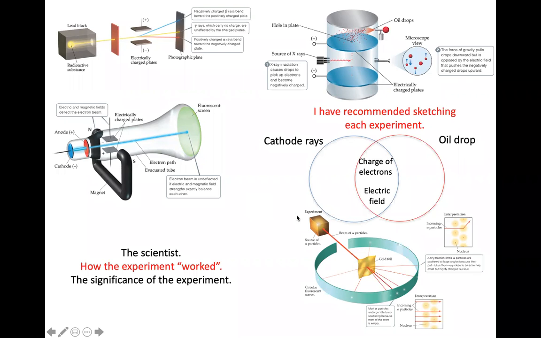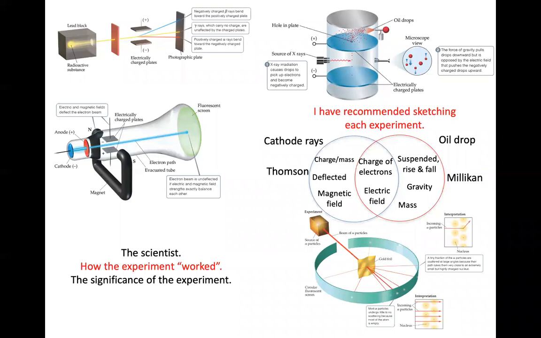For example, if I'm thinking about those experiments, both involve in some way the charge of the electrons. Both are involved in electric fields. Thompson's investigation of cathode rays was looking at a charge to mass ratio. The cathode rays were being deflected and he used a magnetic field as well. When I'm thinking of Millikan, he was suspending the drops and measuring the velocity with which they are rising and falling. Gravity was important and he was able to determine the mass of the particles.